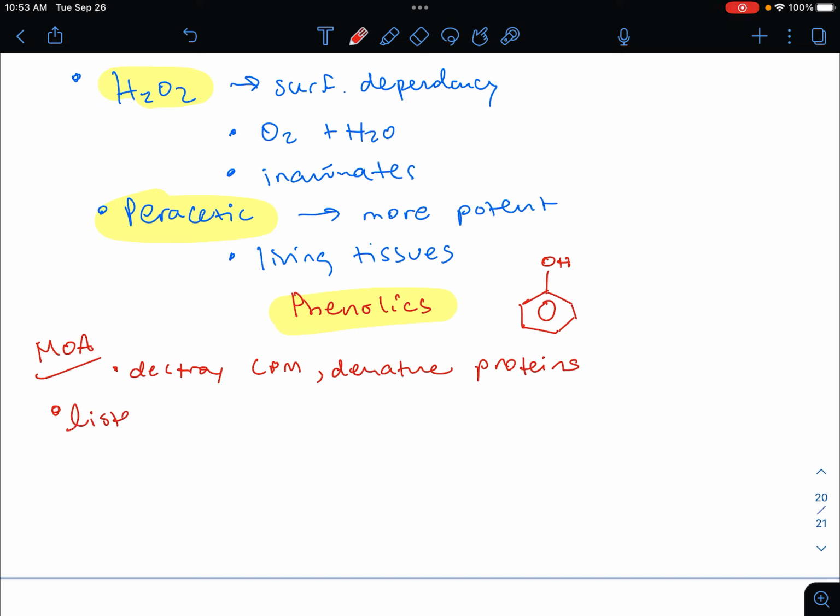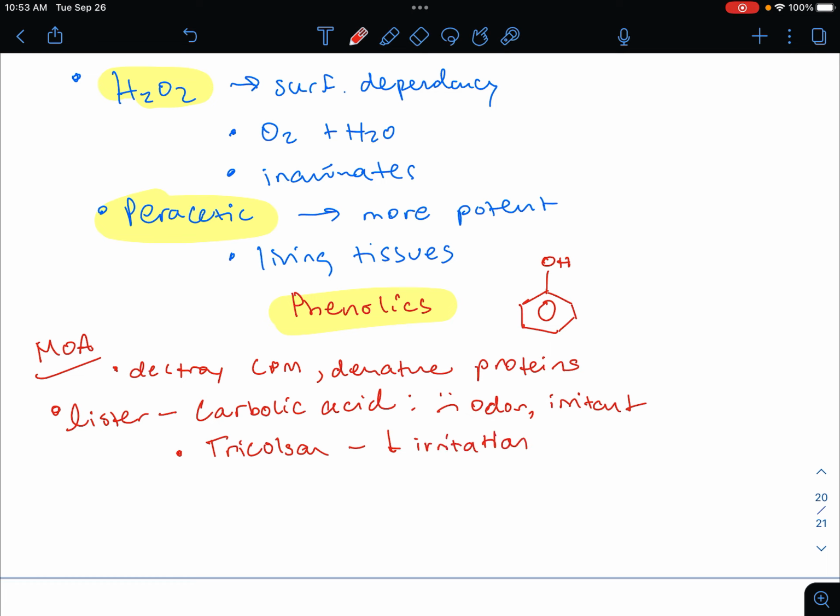Lister again, and carbolic acid. This substance has an unpleasant odor. It's also an irritant. So they have this new version, triclosan, that's being used. Less irritation. And it's used in antibacterial soap. It's much more of a pleasant substance.